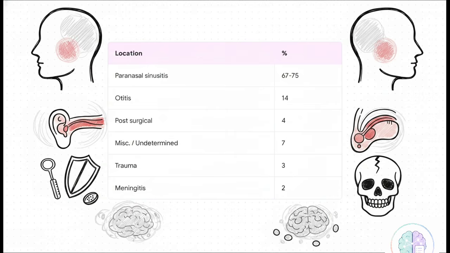Then we see much smaller percentages for things like miscellaneous or undetermined causes at 7%, post-surgical neuro or ENT complications at 4%, trauma like compound fractures at 3%, and meningitis at 2%, which, by the way, tends to be a more common cause in pediatric patients.